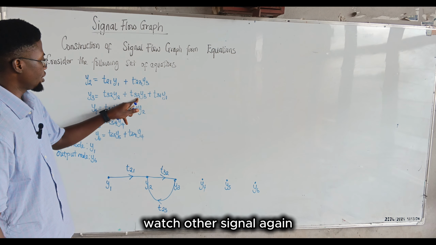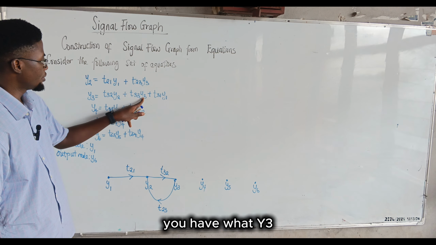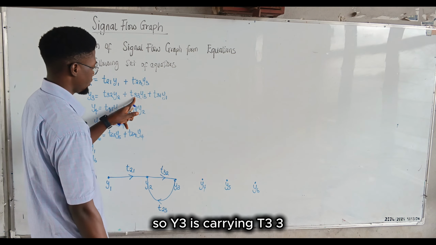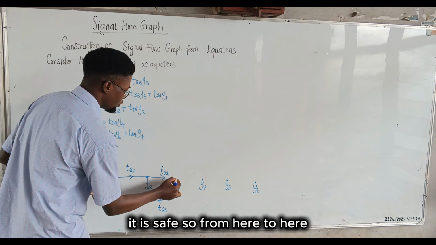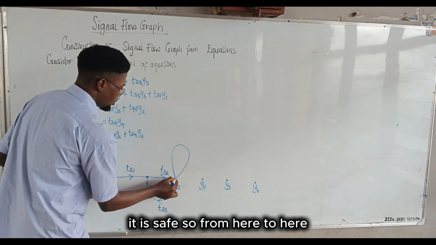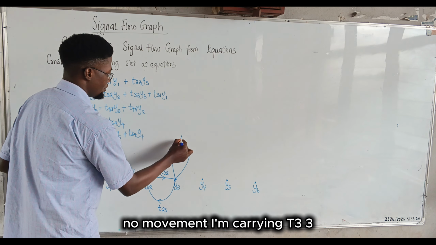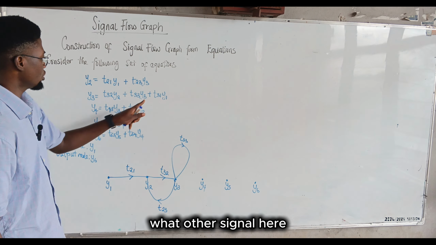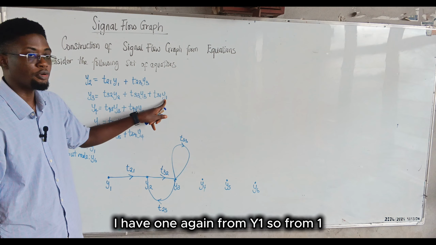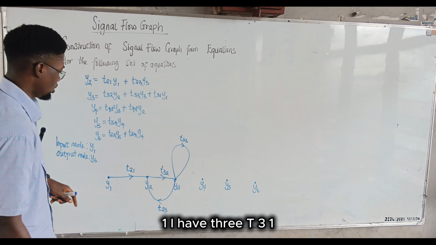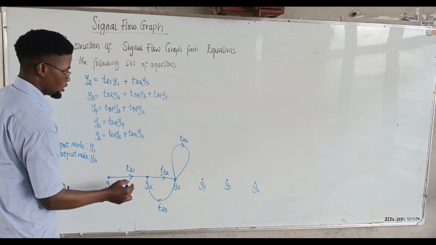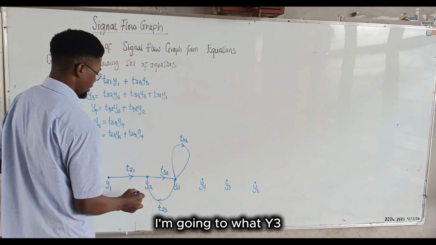Which other signal again? Y3 is carrying T33. So on Y3, I'm carrying T33. It's a self loop, so from here to here, no movement. I'm carrying T33. What other signal again? I have one again from Y1. So from Y1, I have T31. From Y1, I'm going towards Y3.